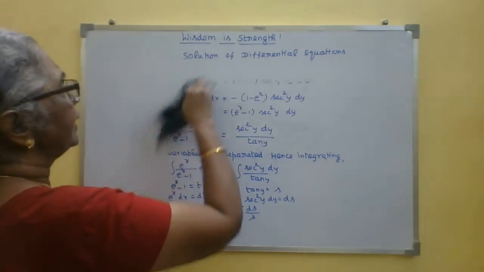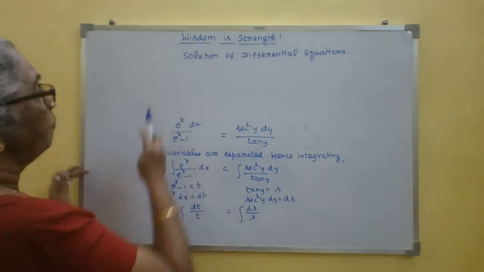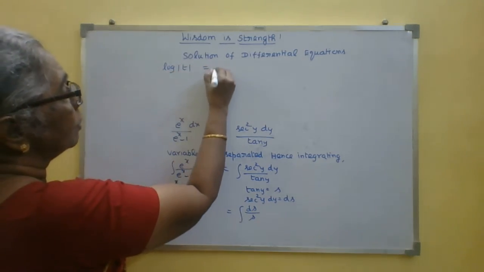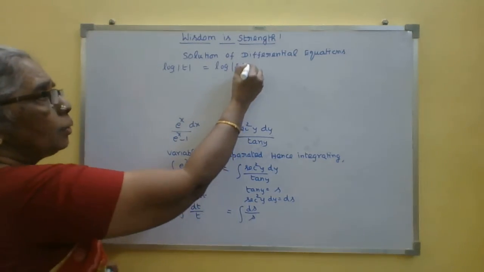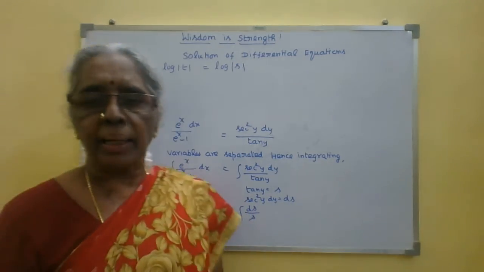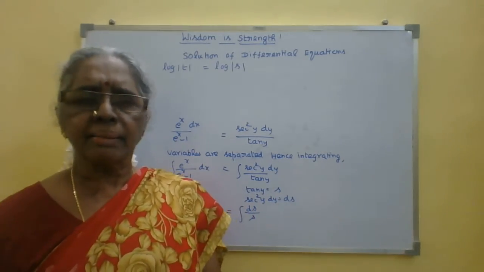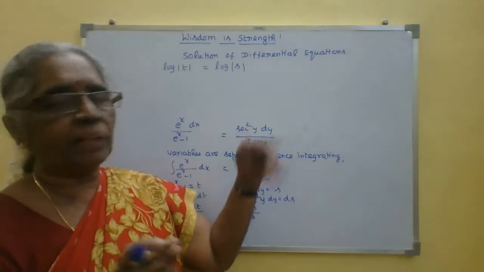So now the integration is actually very simple. You have a straight formula. You will be getting here log mod t equal to log mod s. You have to add one c, you know. You can add that c either in the LHS or in the RHS. The answer will differ a bit, but it is the same answer, only the format will differ.